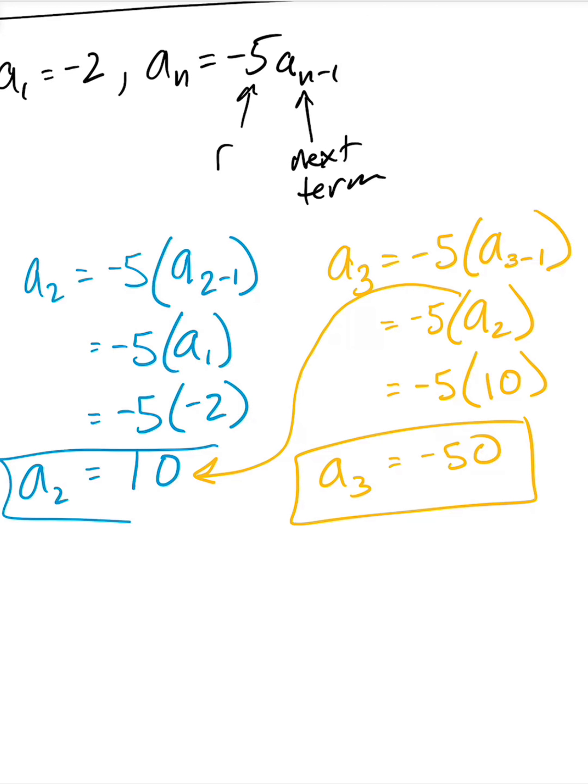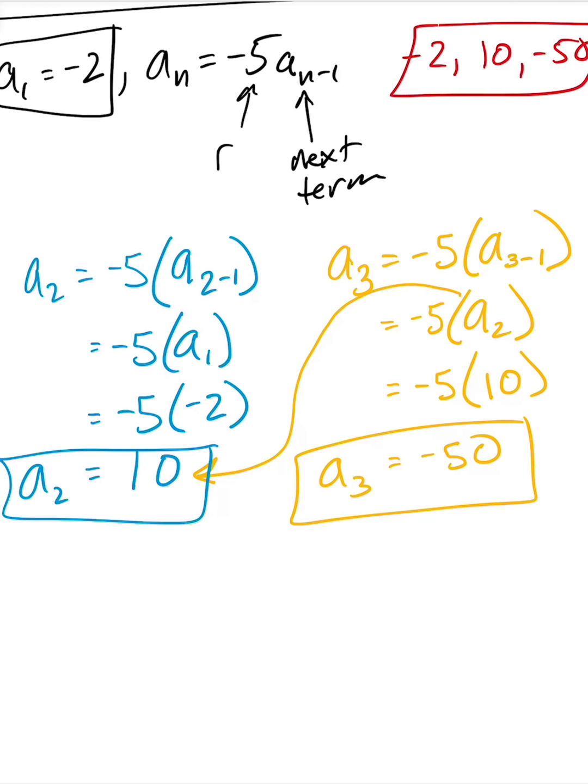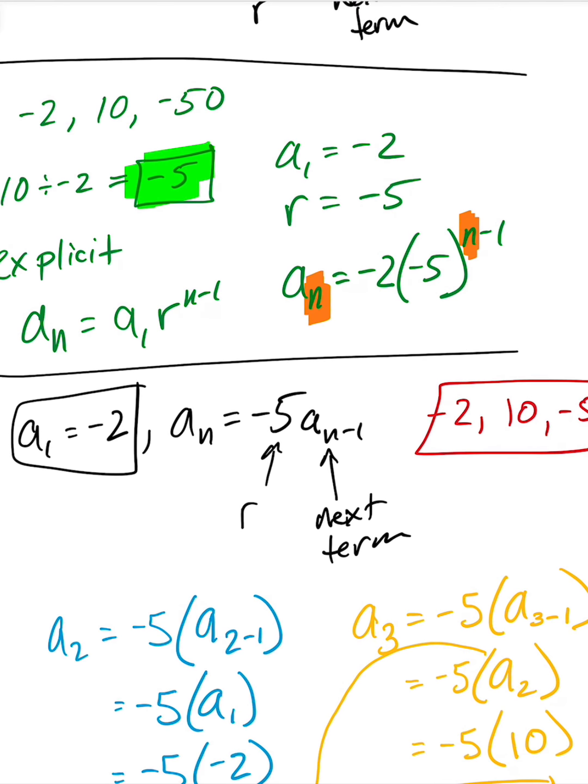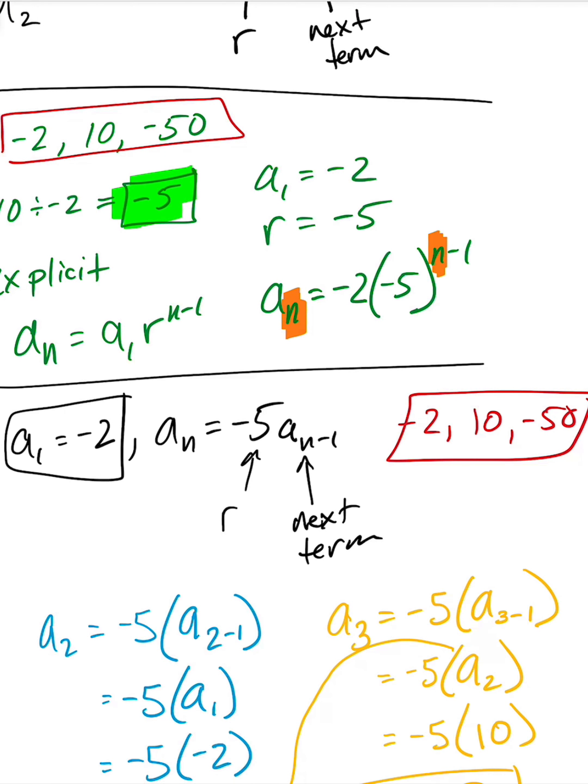And then my second term, and I already know what my first term is. So let me write that down. I have -2, 10, and -50. So let's confirm that up here. Yep, and here it is. -2, 10, and -50. Just as it was given in my original list.